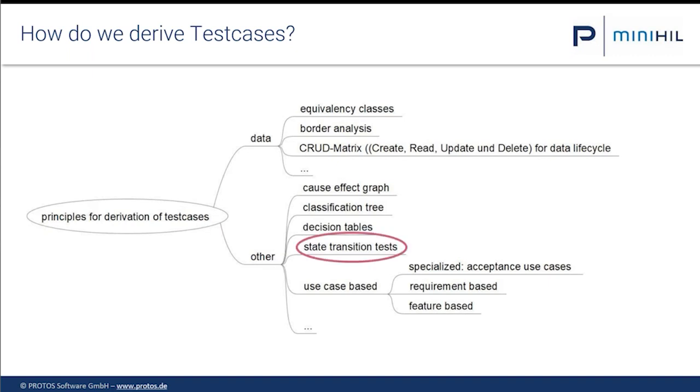And today I'm going to focus on state transition tests for path coverage within our software. And at the other end, in the data-related testing, equivalence classes and boundary analysis, and we can combine them to make really nasty tests to test for robustness.